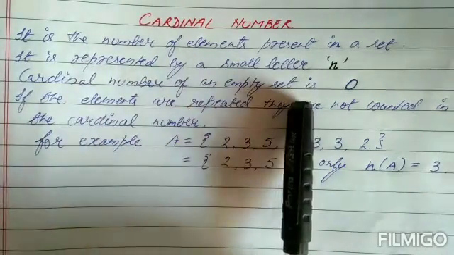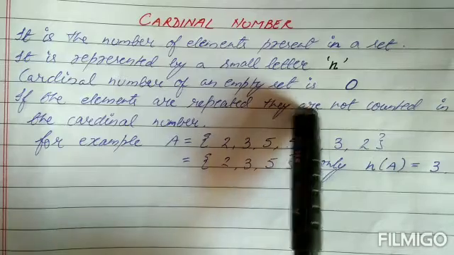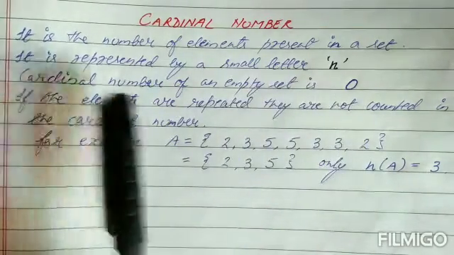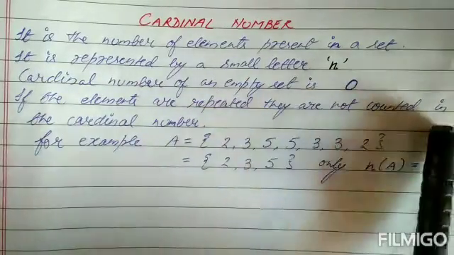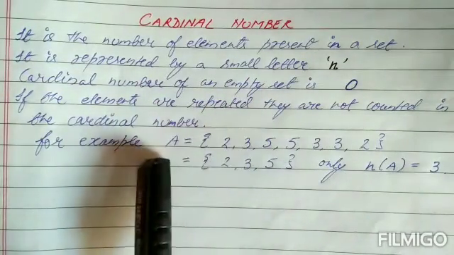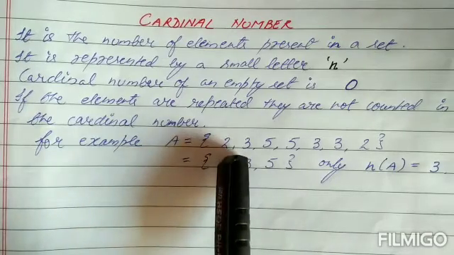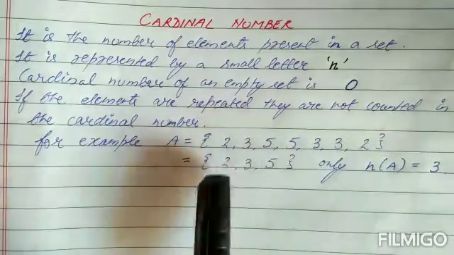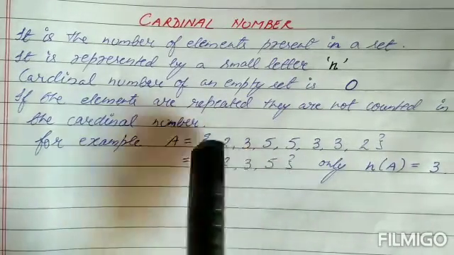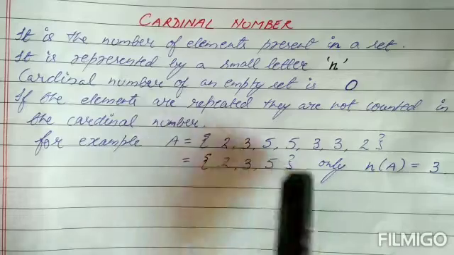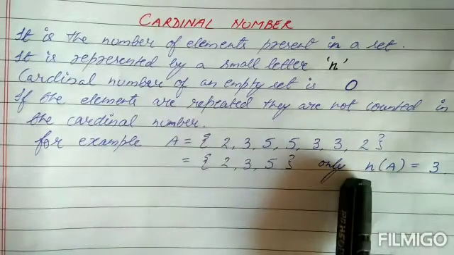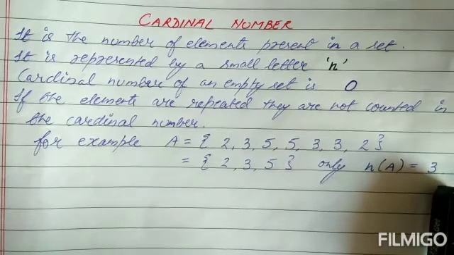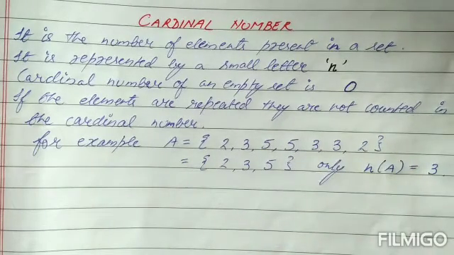Cardinal number of an empty set: suppose there are no elements inside the set, then the cardinal number of such an empty set is always 0. Next point is, if the elements are repeated, then they are not counted in the cardinal number. For example, A has the elements 2, 3, 5, 5, 3, 3, 2. If you write the elements of this set, children, it will only be 2, 3 and 5, because the repetition we don't take. So the cardinal number for set A is written as n(A) = 3. You write the cardinal numbers always in numbers.